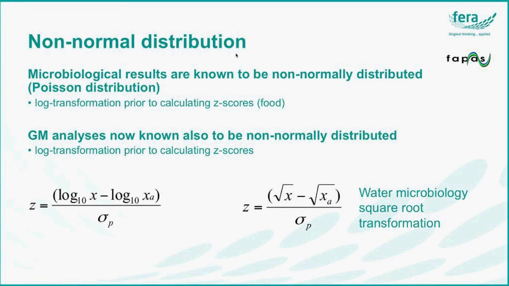Similarly, GM analyses are also non-normally distributed, and we apply the same correction as for food microbiology. The correction is to log transform the raw data. So you will see in our reports the z-score equation is modified with log 10 values instead of absolute values. In water microbiology, the transformation is not a log transformation but square roots, and this derives from work that FAPAS has done on its own microbiology PT data.